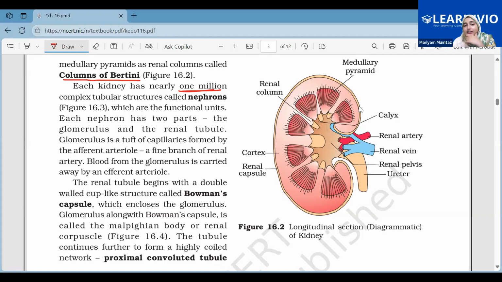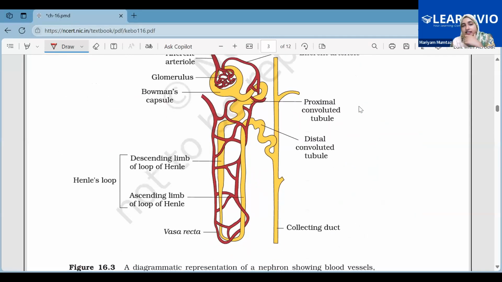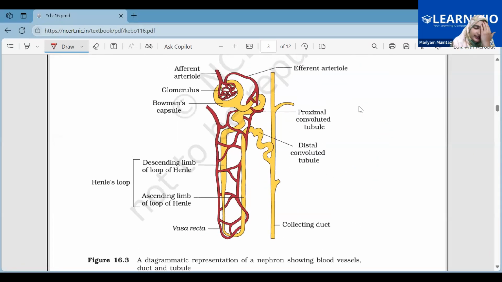Now each nephron has two parts. If you see the picture, now see this picture right here. This is also again very important. They'll ask you to draw the structure of a nephron, draw the different parts of the nephron. So this picture that you see right in front of you is the picture of a nephron, wherein right in the middle, this structure is the glomerulus, and the cup-shaped structure in which the glomerulus is present is the Bowman's capsule.